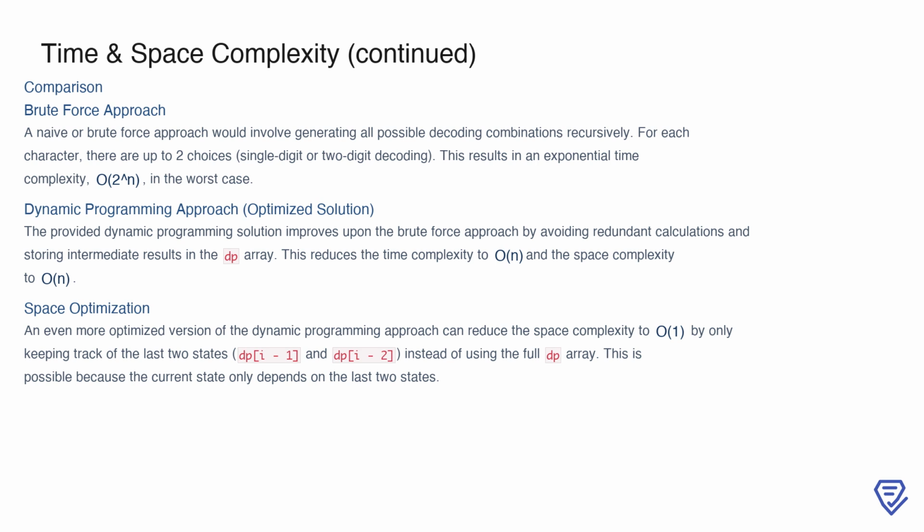In contrast, the dynamic programming approach avoids redundant calculations by storing intermediate results in the dp array, which reduces the time complexity to O(n). Furthermore, the space complexity of this dp solution is O(n) due to the dp array. However, we can optimize it further by recognizing that the current state only depends on the last 2 states. By storing just the last 2 values, we reduce the space complexity to O(1), making the solution even more efficient.